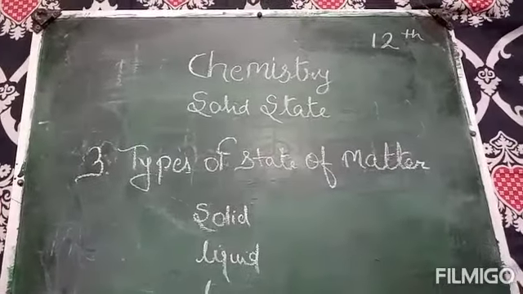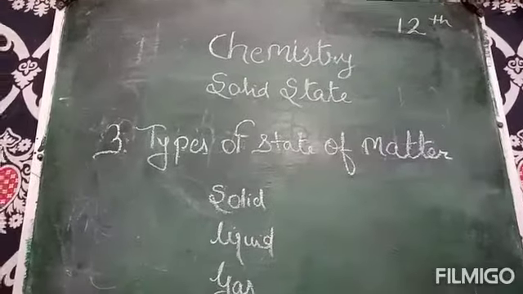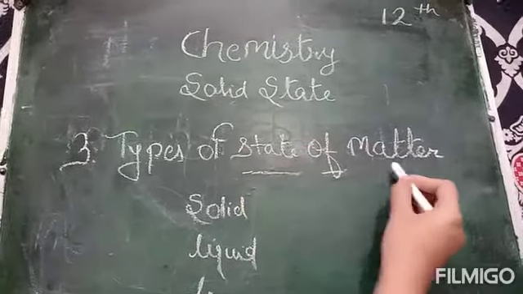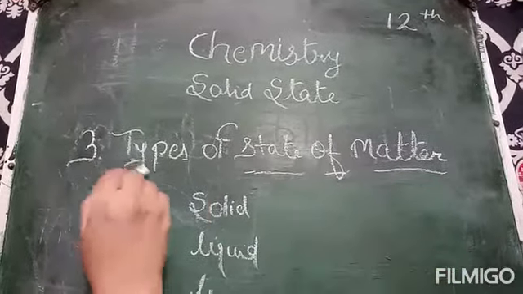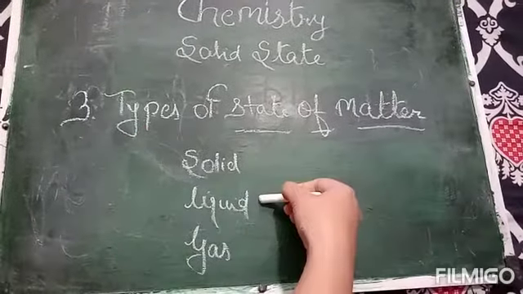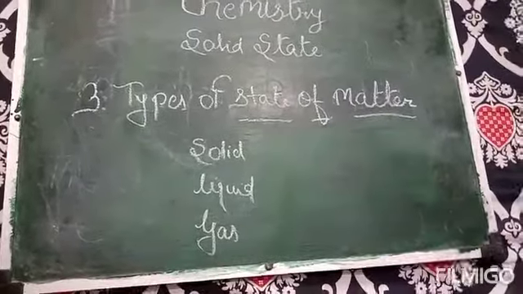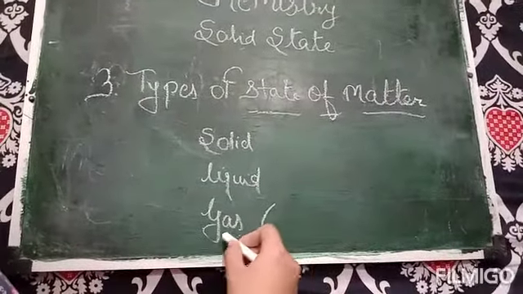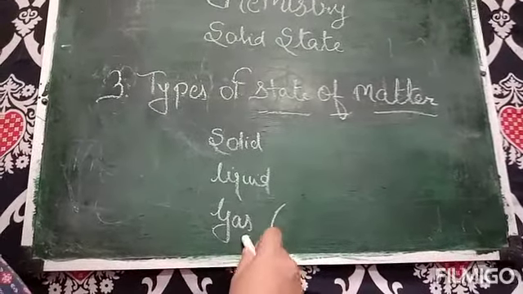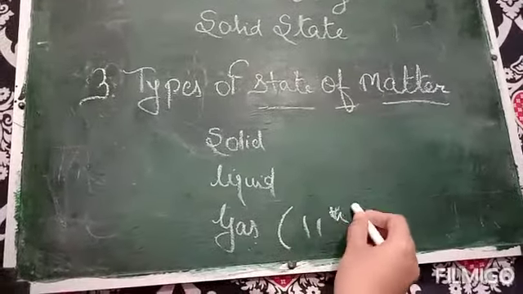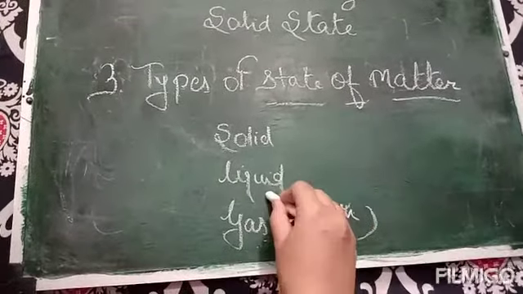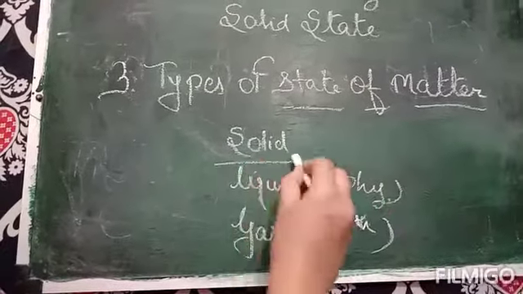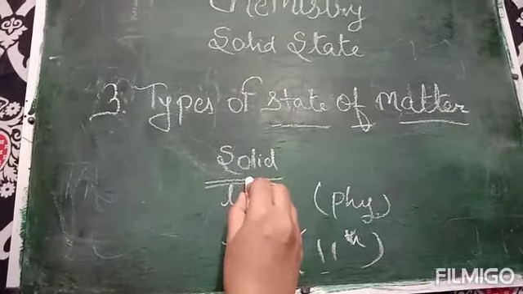So here we know that in the previous standard we learned that there are three types of states of matter, mainly solid, liquid and gas. In 11th class you learned about the state of matter that is gas. Already you learned in 11th class chemistry, but liquid in physics only. And here we learn about the solid state mainly in this chapter.